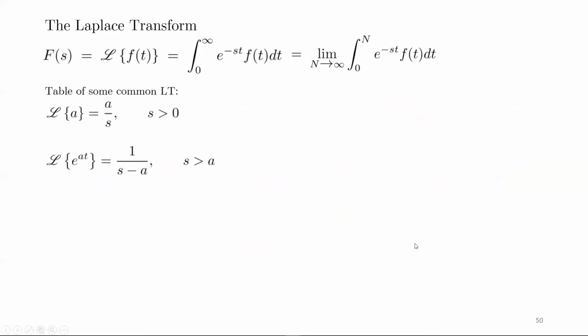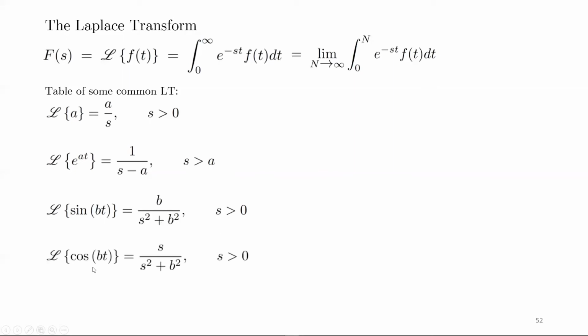Okay, so now we can add to our table that we've had before. We took the Laplace transform of a constant a is equal to a over s. The Laplace transform of the exponential of a times t is 1 over s minus a. Again, that's for s greater than a. The Laplace transform of sine of some constant times t, where b is some constant, is equal to b over s squared plus b squared, valid for s greater than 0.